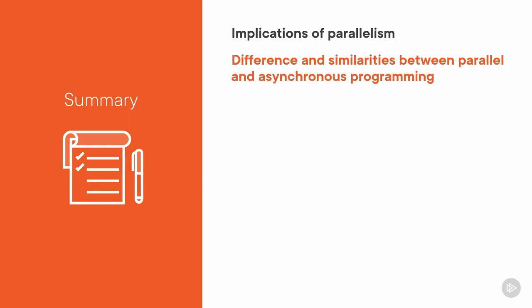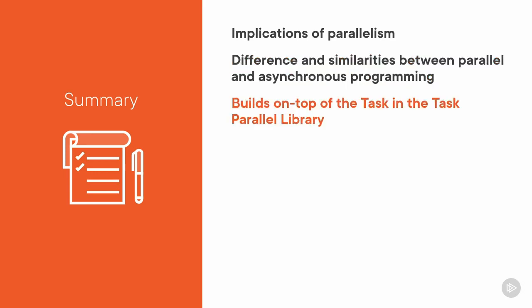By now, you know the difference and similarities between parallel and asynchronous programming. The big difference is that with asynchronous programming, you schedule a continuation to handle the result of the concurrent operation. The methods we've explored in this course all depend and build on top of the Task in the Task Parallel Library. You can use the Task Parallel Library to introduce both asynchronous and parallel principles in your applications, which makes this an extremely powerful toolkit when you write your code.